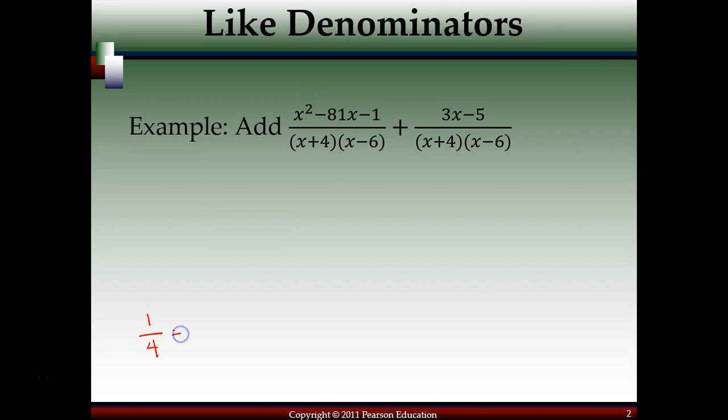Whenever we add together, say something like 1/4 plus 5/4, we want these denominators to be the same. If they are not the same, then we have to get a common denominator. But since they are the same, the denominators do not change. It stays as 4. And then we just add together the numerators. So we would have 6.